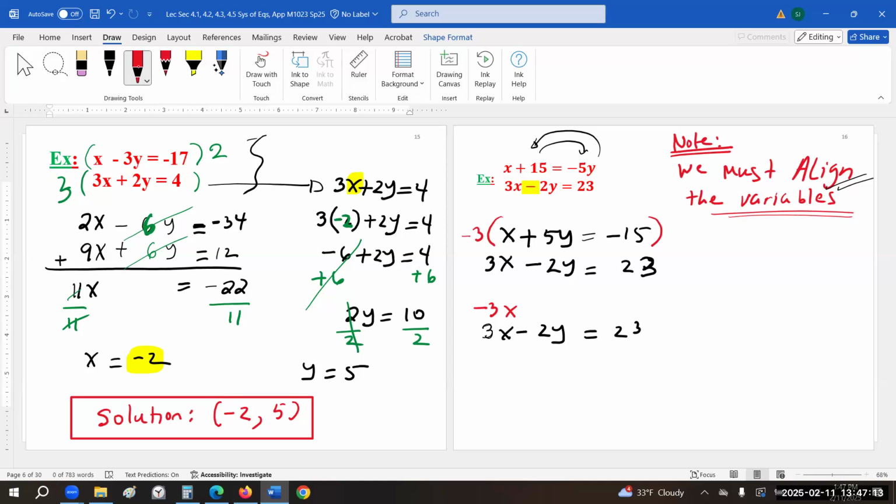But what happens to the y? The 5y turns into negative 15y. So we get negative 15y. And negative 3 times negative 15, positive 45. So we add them.